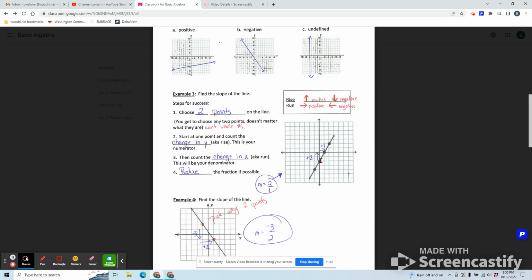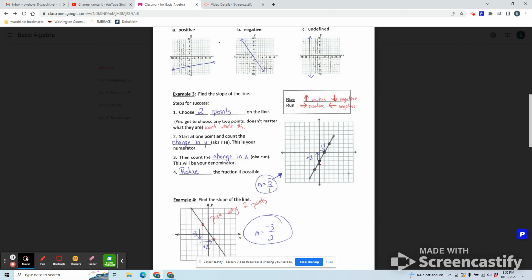I don't have it in between because then I don't really know what that number is. I could guess that this is at like negative a half, down 2.5, but I don't know. Whereas on here, I can clearly state and confidently state that this is at 0, negative 2. So that's what I mean by 2 whole points that are whole numbers. So you're going to pick any two, doesn't matter which. You're going to start at 1 point and count the change in y, which is the rise, and then this becomes your numerator. From there, you're going to count the change in x, which is the run. This will be your denominator. And if possible, you're going to reduce the fraction.